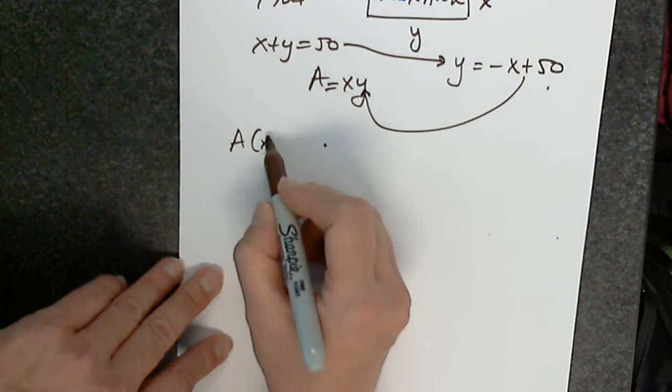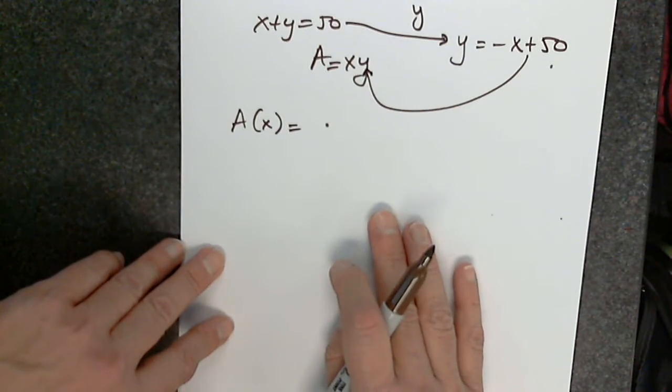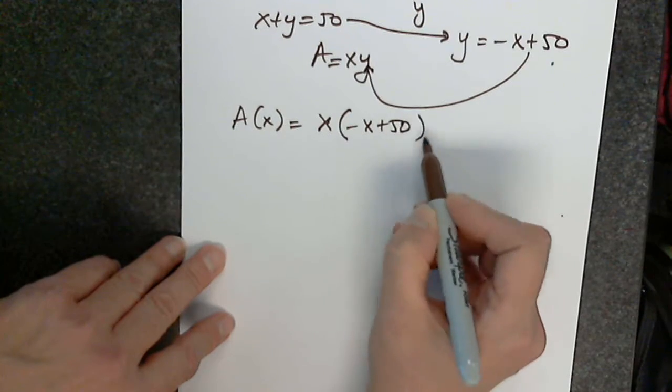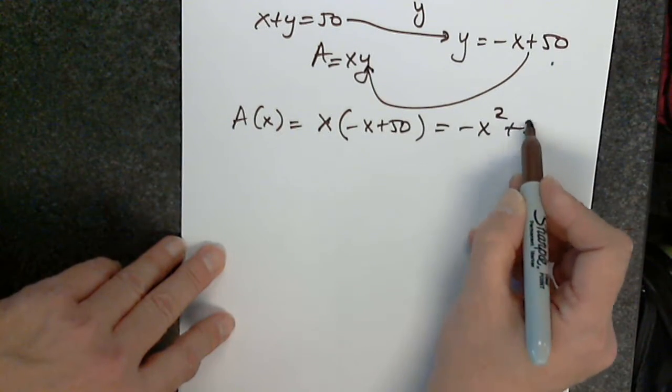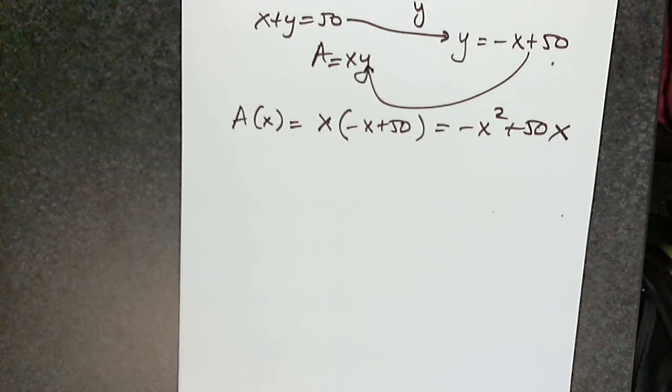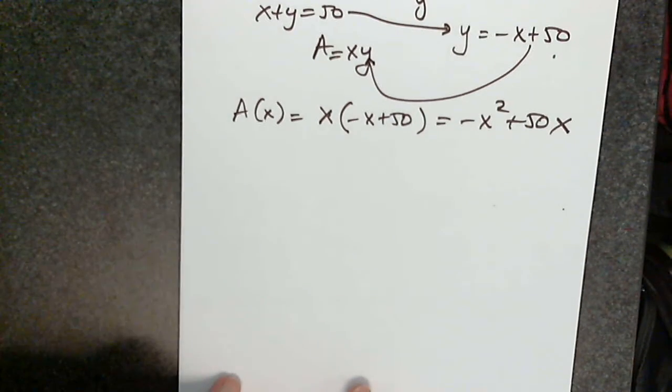So the area becomes a function of x right now. So this will be x multiplied by negative x plus 50, negative x squared plus 50x. So I'm asked to find the maximum of this function. But first of all, I ask myself, does this function have a minimum? Just to check and make sure I'm on the right track. I'm sorry, does it have a maximum? Yes. How do I find the maximum?